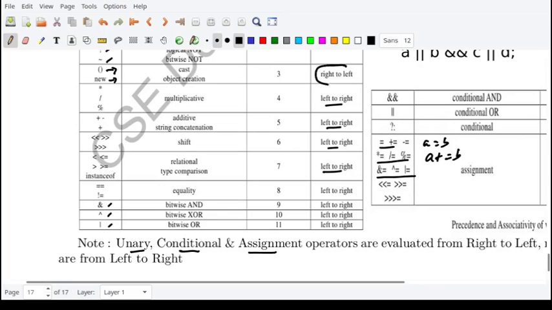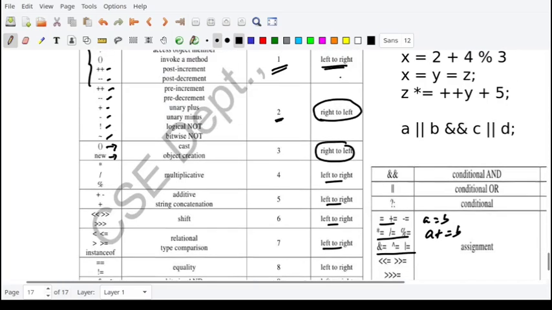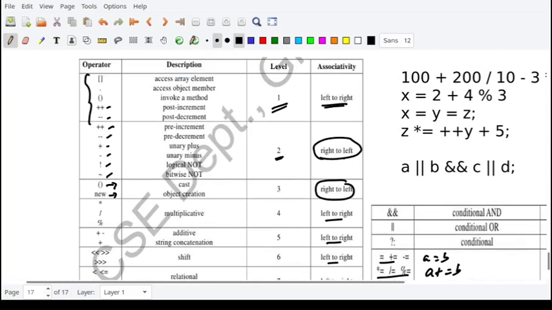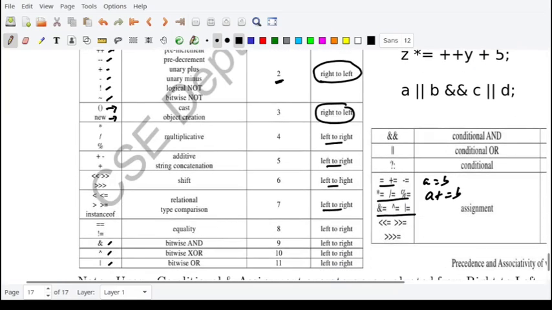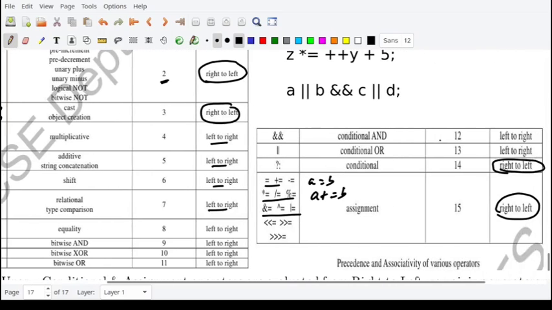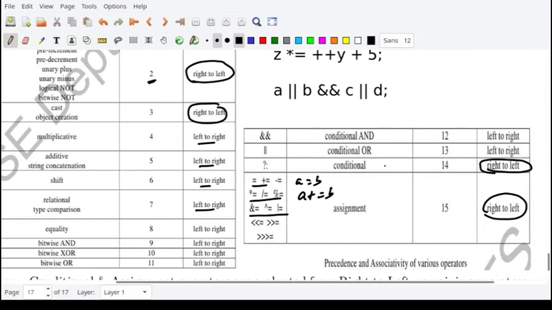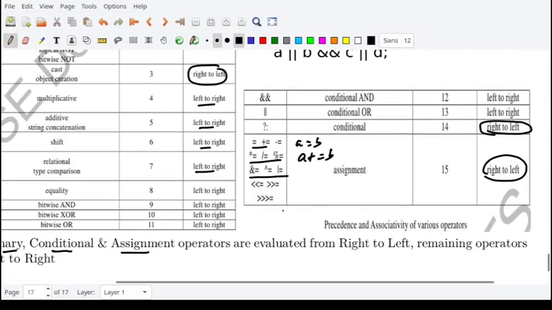So you can see that unary operators, conditional operators, assignment operators are evaluated from right to left, okay, as well as the cast symbol. So only a few are evaluated from right to left. These unary operators, typecasting, then conditional or ternary operators, then assignment operators. Okay, they are evaluated from right to left. Rest are evaluated from left to right.